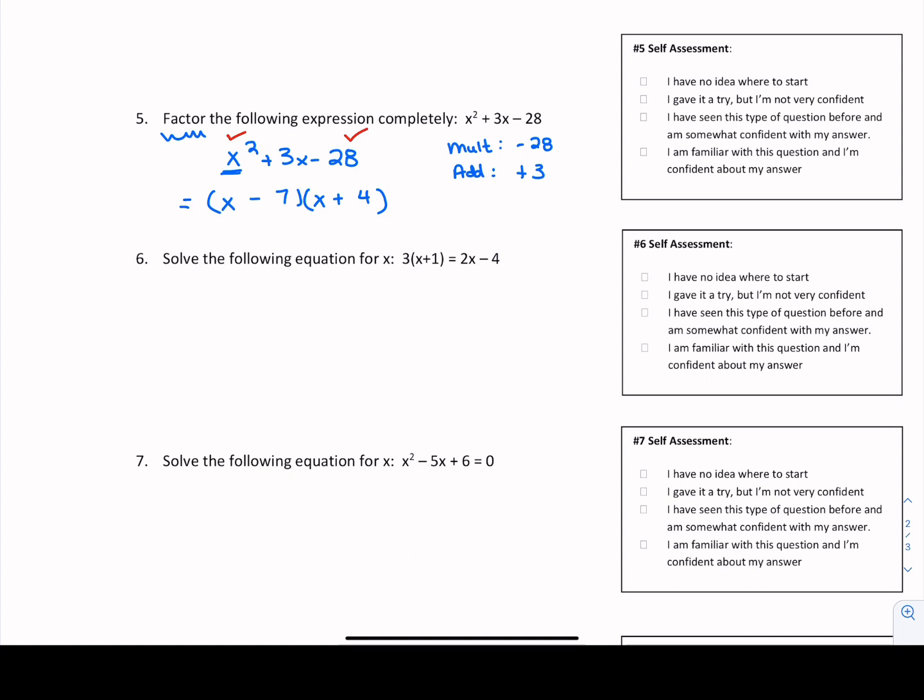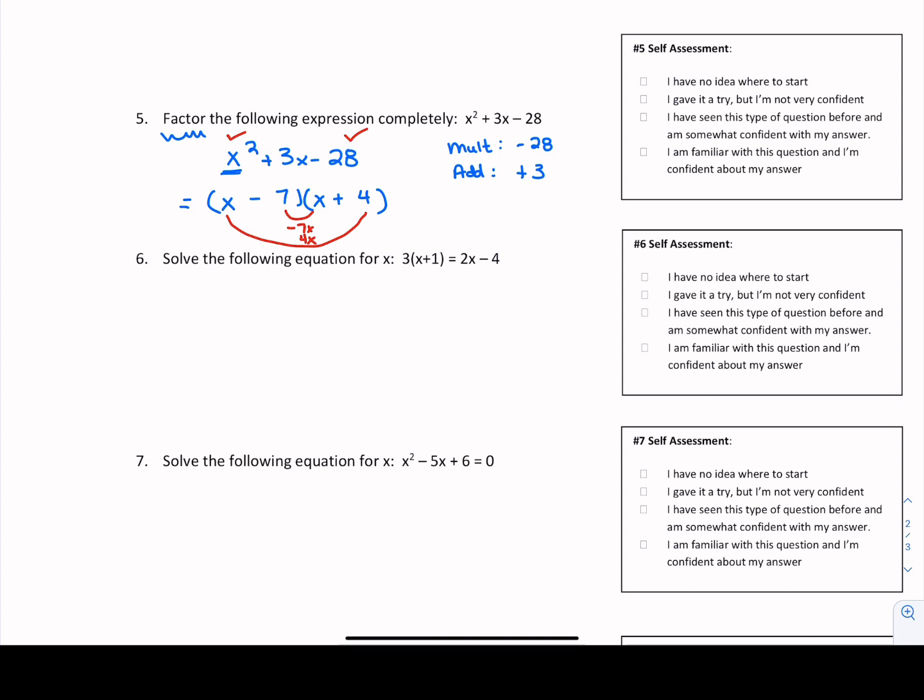If I multiply negative 7 times positive x, we get negative 7x. If I draw a big smile and I multiply x times positive 4, I get a positive 4x. When I combine those two terms, I end up getting a negative 3x, but we really want a positive 3x in the middle because that's what our original expression was.